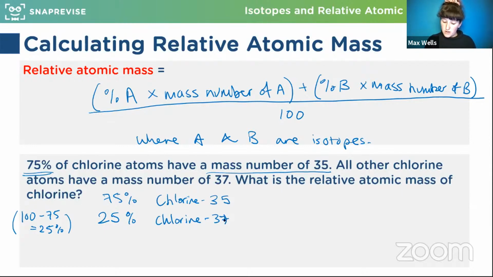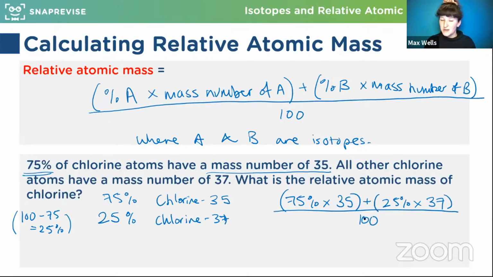So if we follow the calculation above, we've got 75% times the mass number of chlorine, which is 35, added to 25% times the mass number, in this case, which is 37. And then we have to divide it by 100 because we're looking at percentages. So our total number is 100. So divide it by 100. So our answer, again, should be 35.5. And you can double check because it should be what is on your periodic table.